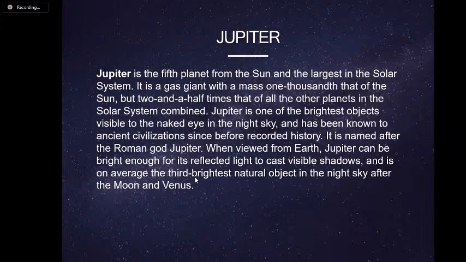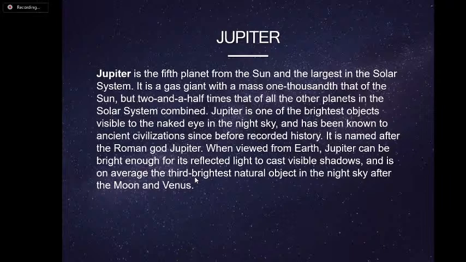Jupiter is one of the brightest objects visible to the naked eye in the night sky and has been known to ancient civilizations since before recorded history. It's named after the Roman god Jupiter. When viewed from Earth, Jupiter can be bright enough for its reflected light to cast visible shadows and is, on average, the third brightest natural object in the night sky after the Moon and Venus.